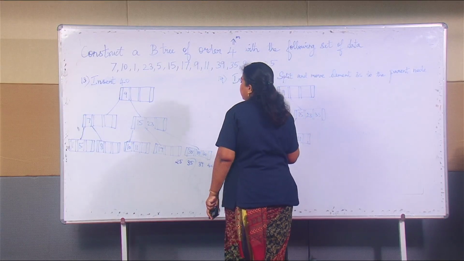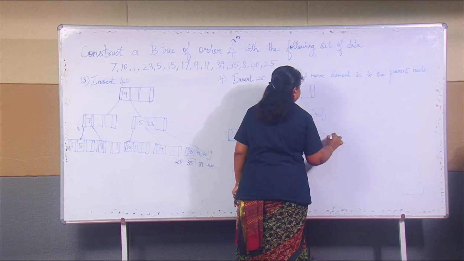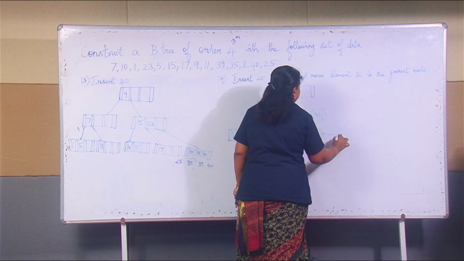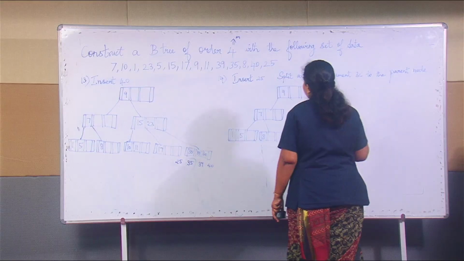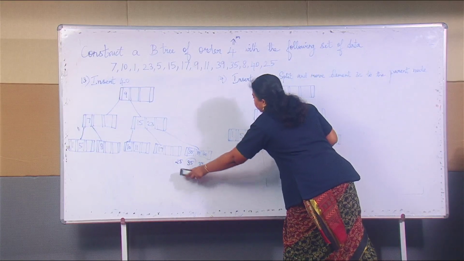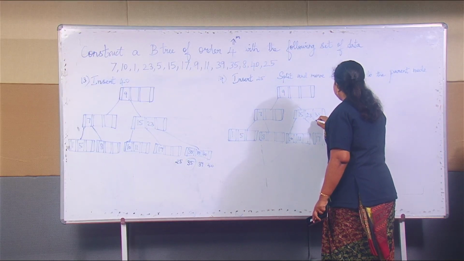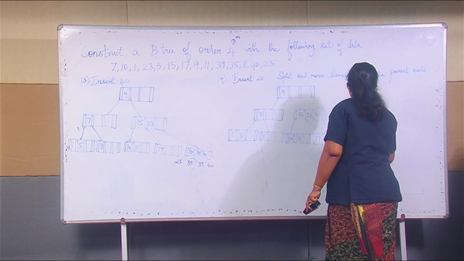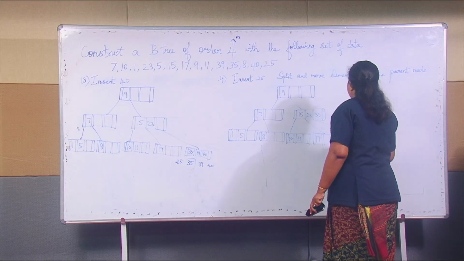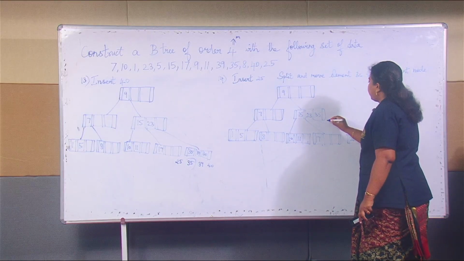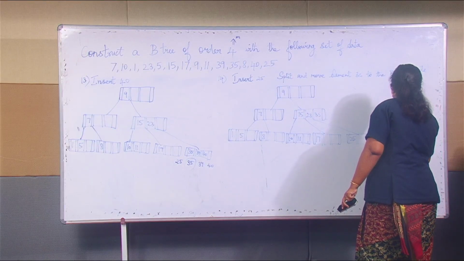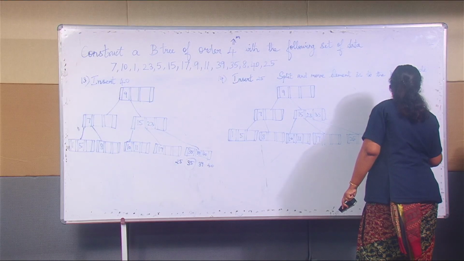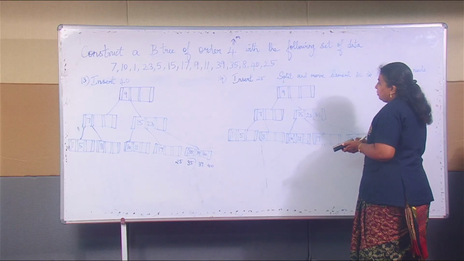And between 15 and 23, just 17. Between 23 and 35, we'll have this 25, the new element which is inserted. Just 25 alone. And on the right hand side of 35, we'll have 39 and 40. Okay. So here you can notice it satisfies the B tree properties.